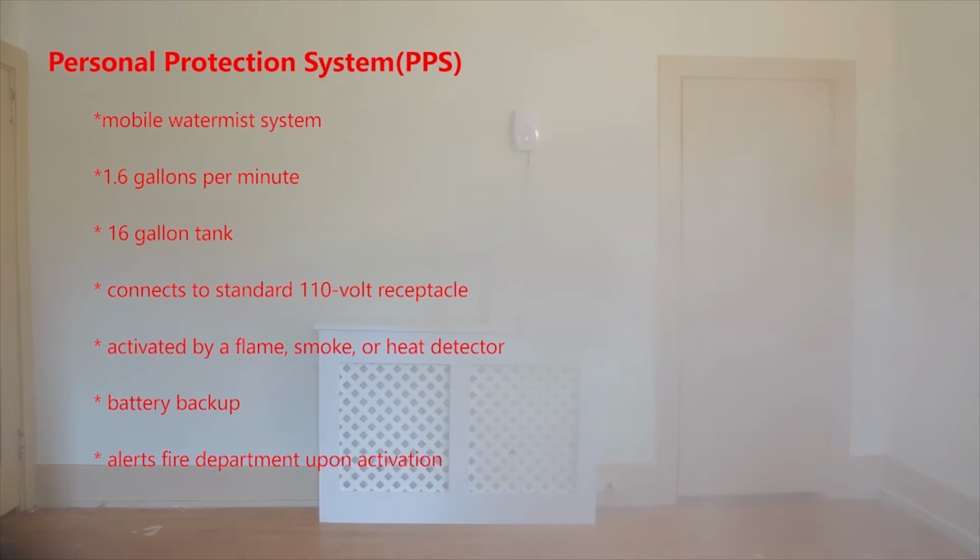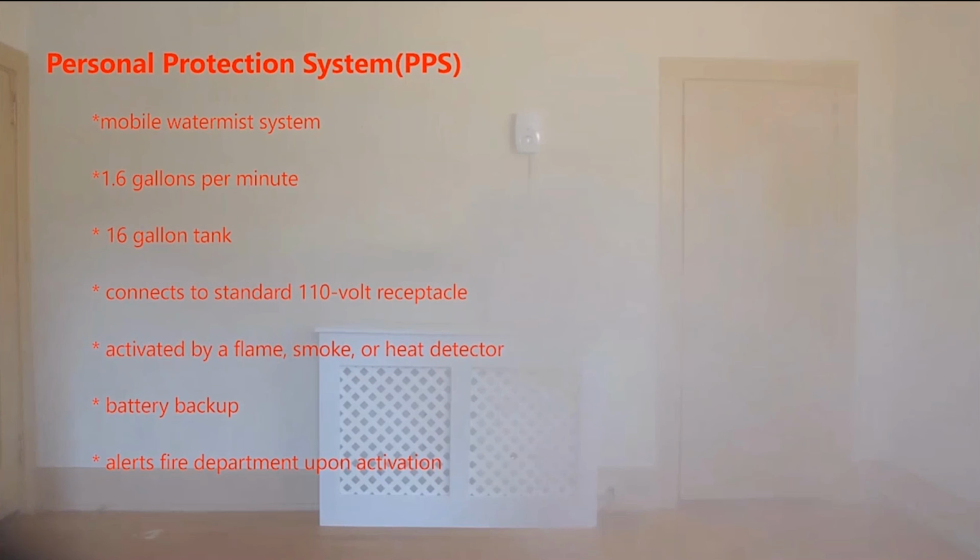It has a 16-gallon tank, which at the flow rate of approximately 1.6 gallons a minute means we have a 10-minute water supply. It's attaching to the building's normal 110-volt electrical receptacles. Activated by flame, smoke, or heat detector, again, because of the desire to be able to protect an individual when it's their clothing being first ignited, when they're intimate with the ignition, the preferred method is a flame detector, although it could be set up with smoke or heat.